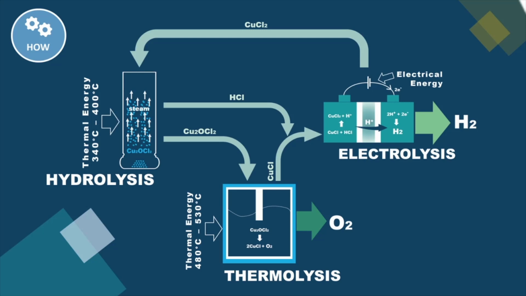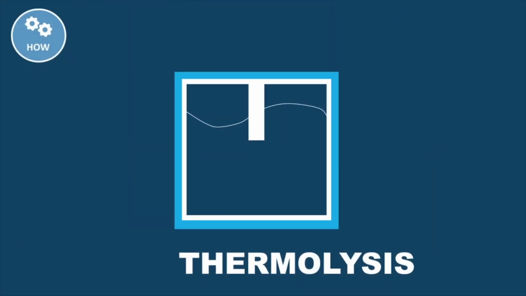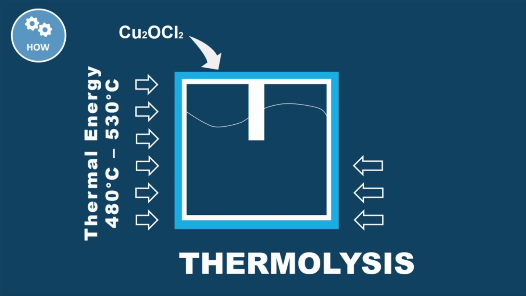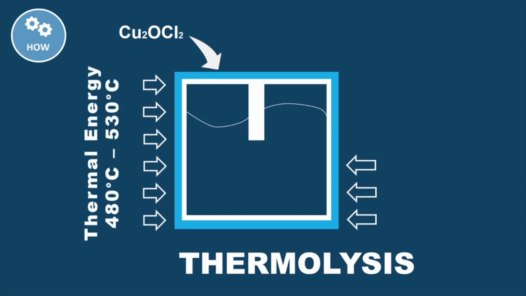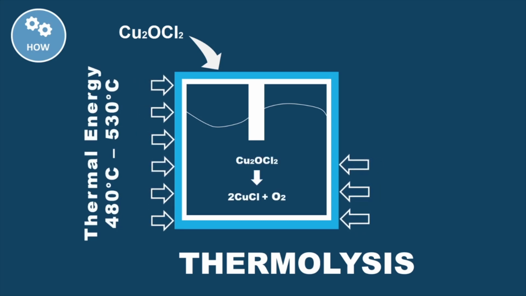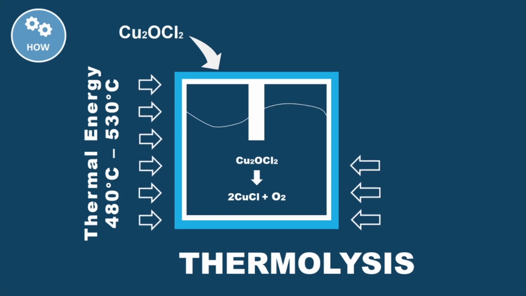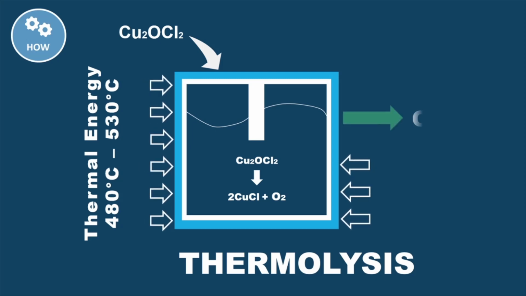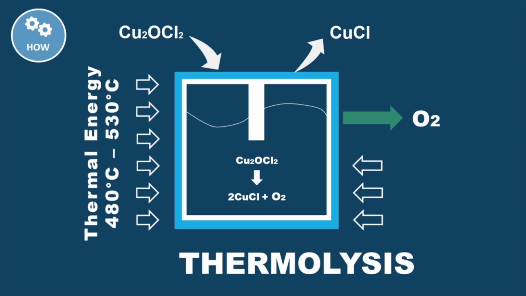The copper oxychloride salts are removed from the hydrolysis reactor via solid conveyors and deposited into the thermolysis molten salt reactor. In the thermolysis reactor, the copper oxychloride is heated to its melting point at 500 degrees, causing oxygen to be released and forming molten copper-1 chloride as a result. The oxygen can be collected for use or vented to the atmosphere after being cleaned of any chloride vapors.